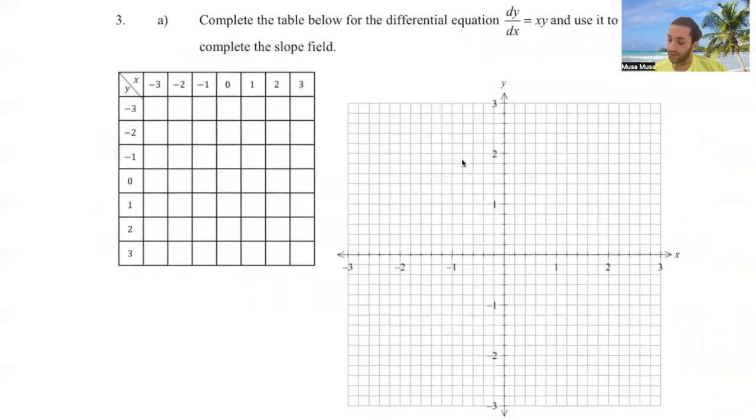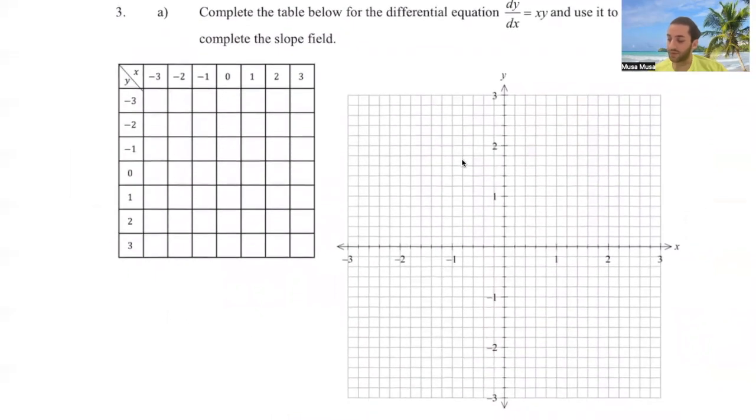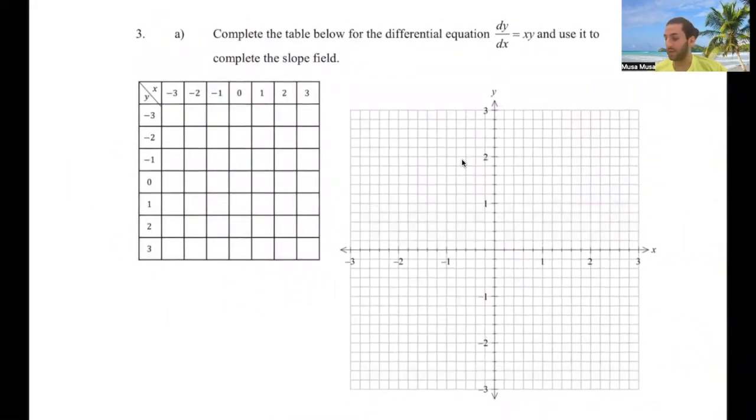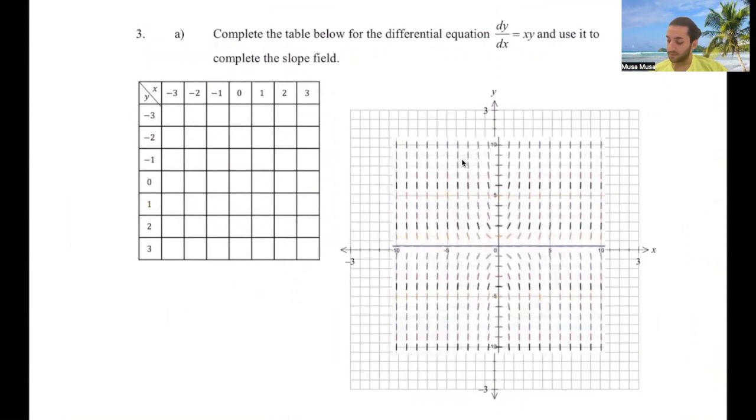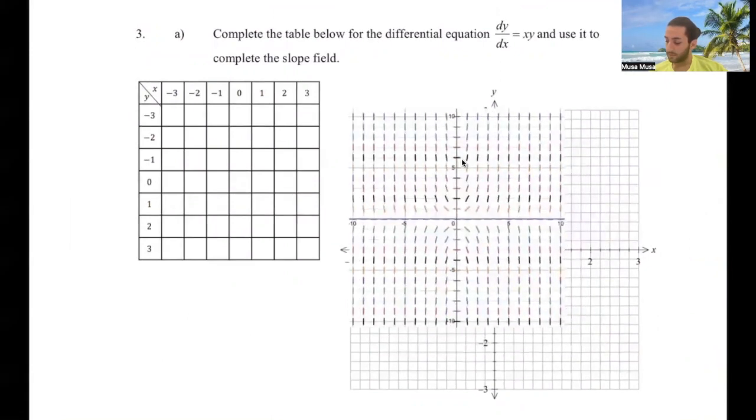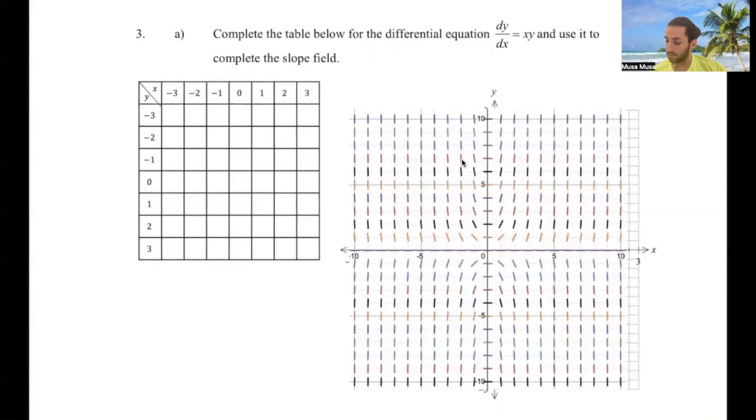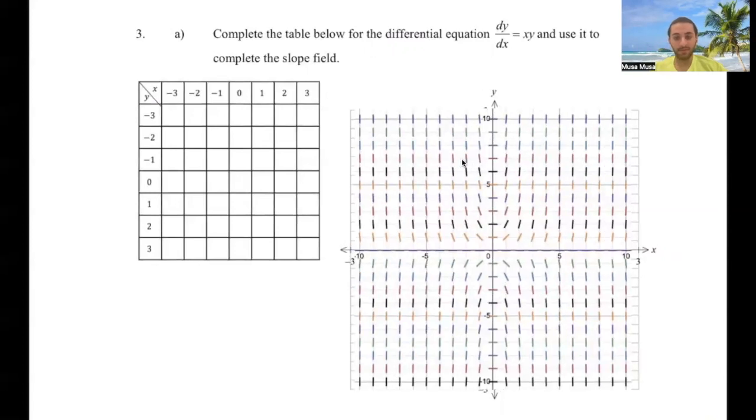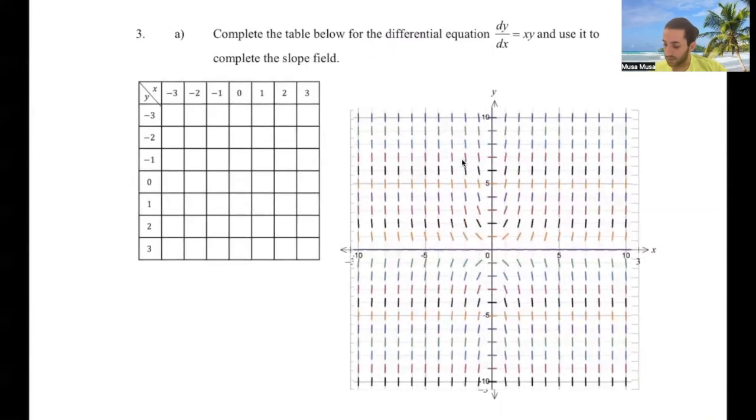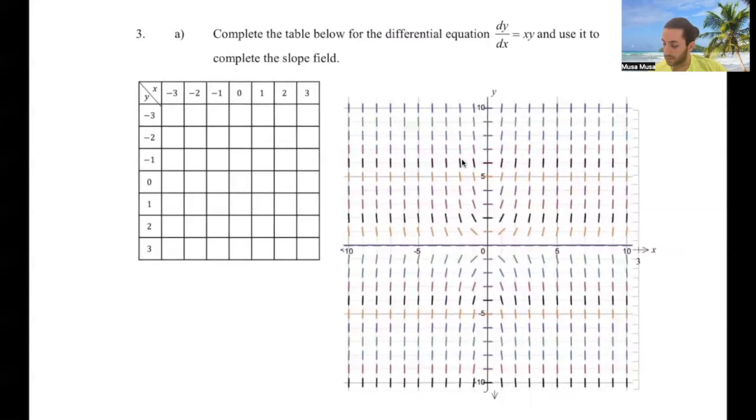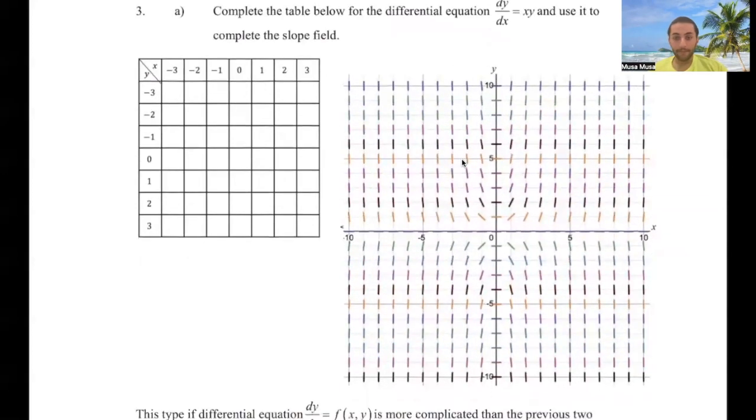And what about this one here? Complete the table below for this differential, dy/dx equals xy. Have a go, have a go. Let's actually make this a bit bigger. I want you to have a go at drawing this yourself. I'm very intrigued to see what people may get.